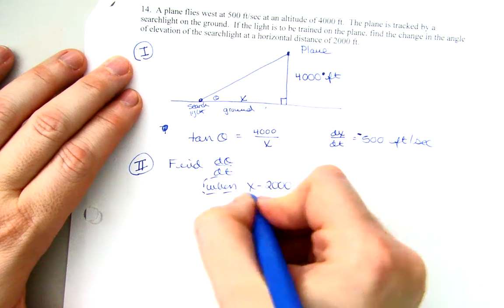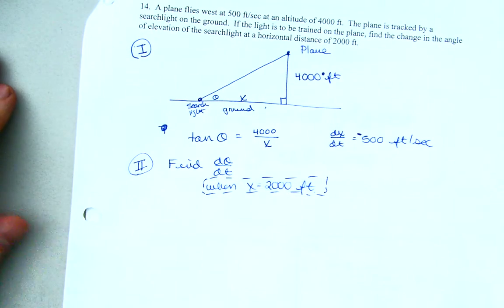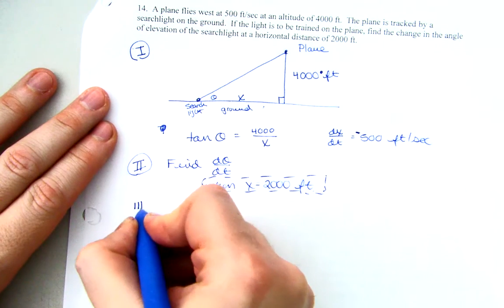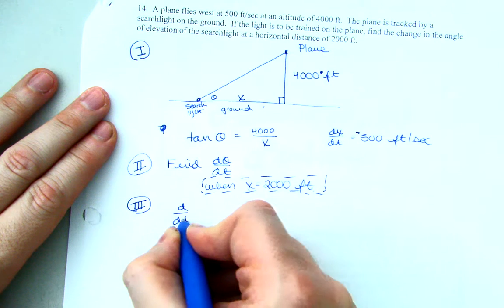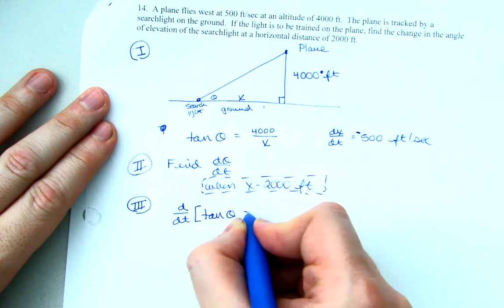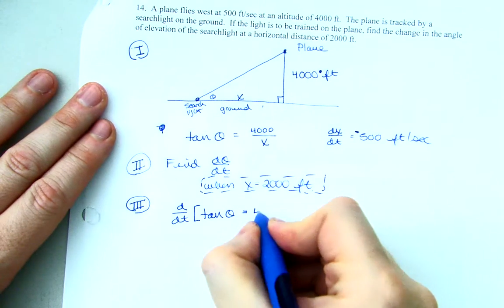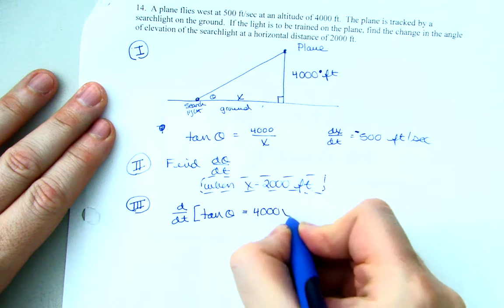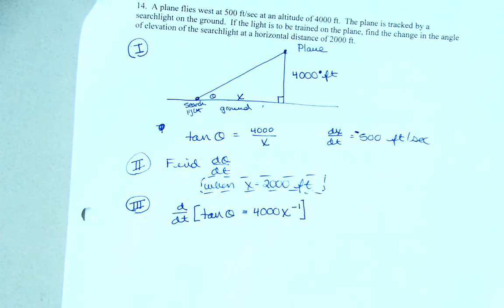Okay. I want to find d theta dt when x equals 2,000 feet. Part 3. I think we just need to do this entire one together. I want to find the derivative with respect to time of the tangent of theta, and the derivative of the other side. It's going to be a little easier if I rewrite this other side as 4,000 x to the negative 1, so I can just use some power rule stuff there and not have to do quotient rule or any of that.